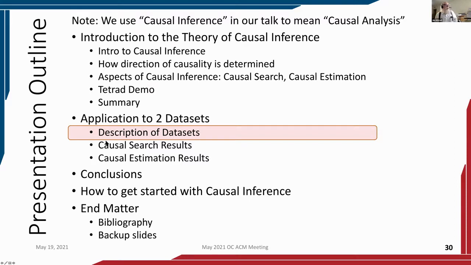So I'm going to talk about what happened when we applied causal analysis to our two data sets. I'm going to first talk about the data sets, then talk about our search results, and then end with our causal estimation results. And then I'll go over some conclusions and how to get started with causal inference.